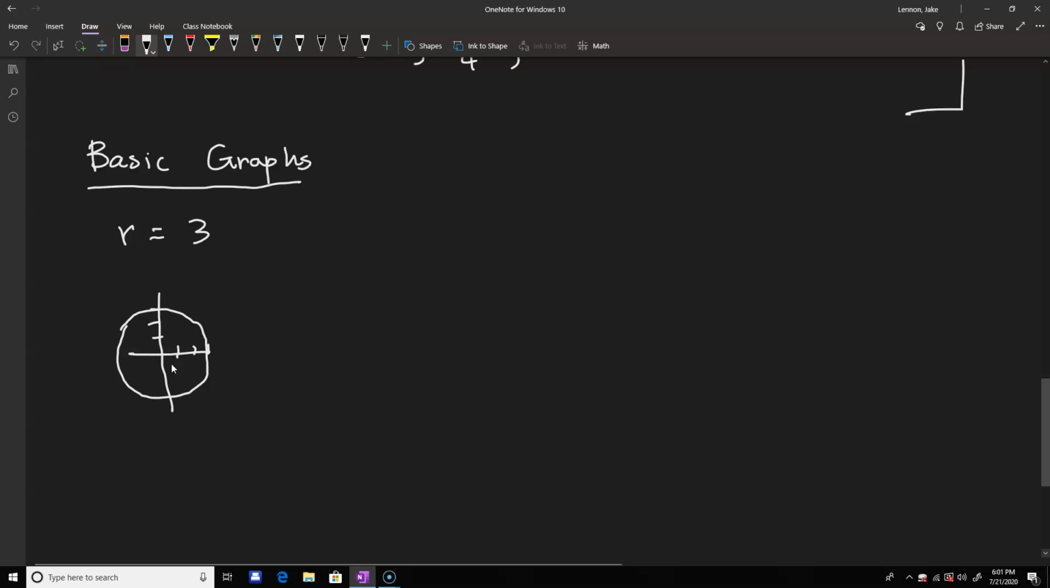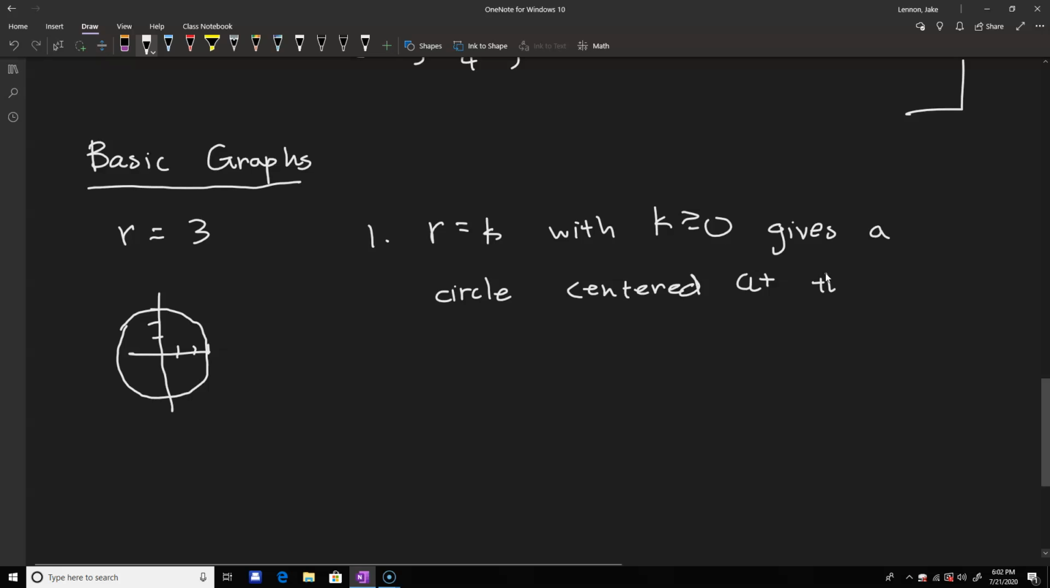r equals 3. So in general, r equals some positive constant is just going to give a circle with that radius value. So r equals k with k greater than or equal to 0 gives a circle centered at the origin with radius k.